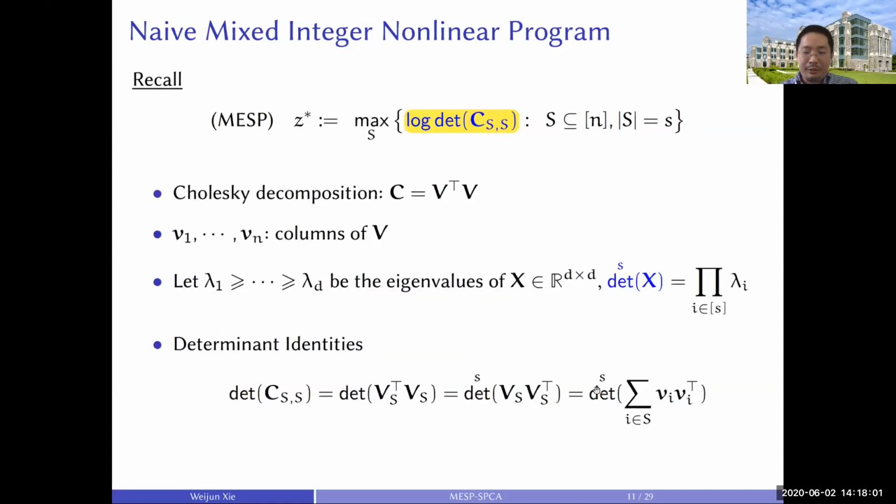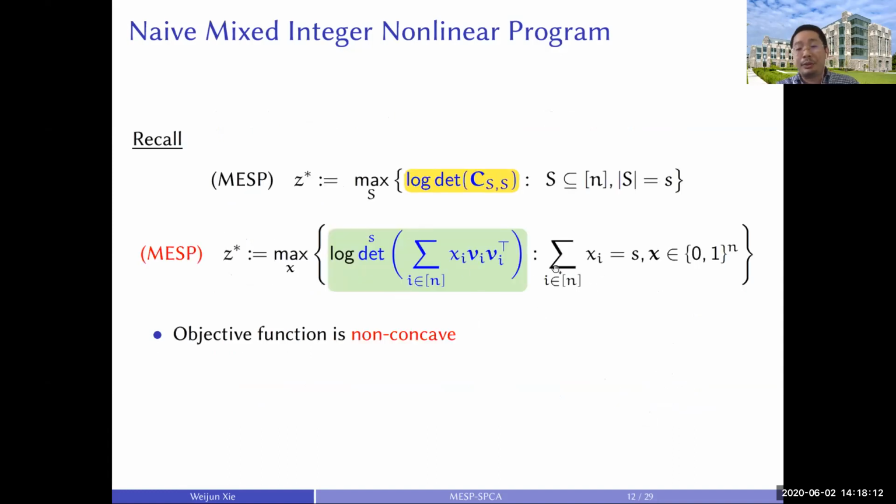For each column, we can define whether this column is chosen or not. Then we arrive at this kind of mixed integer formulation, where the X variable equal to 1 means the ith column is chosen, otherwise it's 0. A little bit of misfortune is that, although it's already a MIP now, the objective function is non-concave. So if we want to solve this using branch and cut, it's very hard for us to derive a cut for this type of objective.